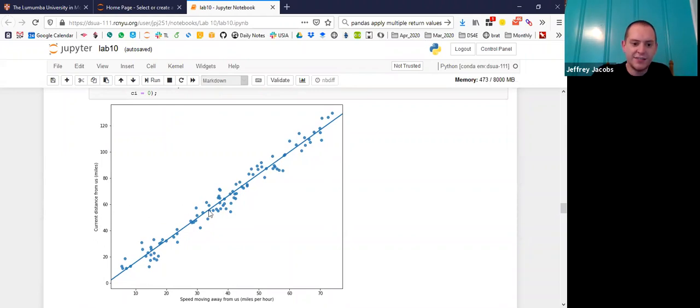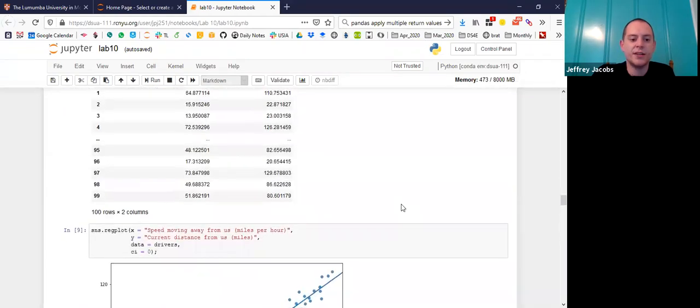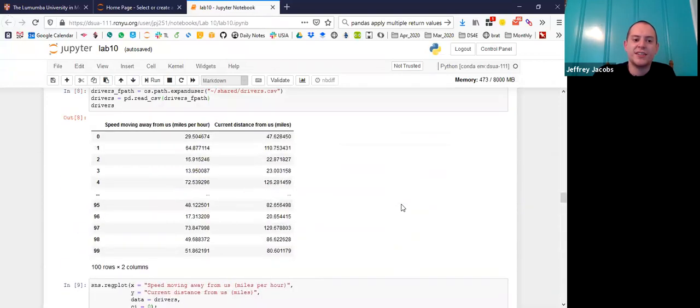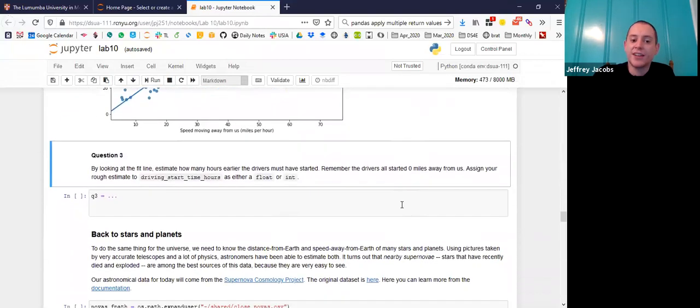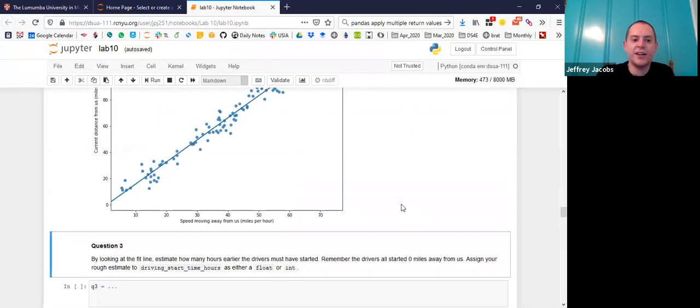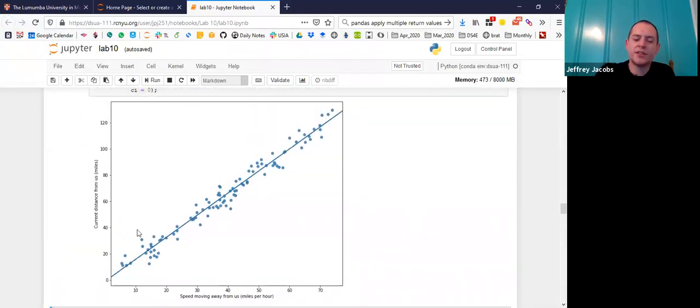like someone 60 miles from us, say, maybe calls us and says, it looks like they're moving about 35 miles per hour, right? So question 3 asks you, by looking at the fit line, estimate how many hours earlier the drivers must have started, right? So even though we have a bunch of noisy estimates, we see that the line of best fit actually fits it pretty well, right?